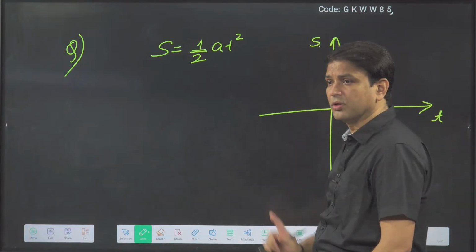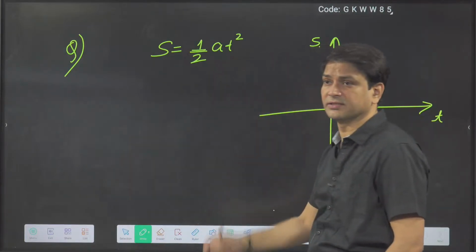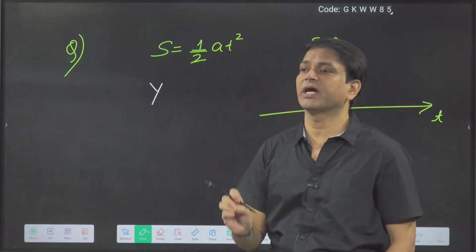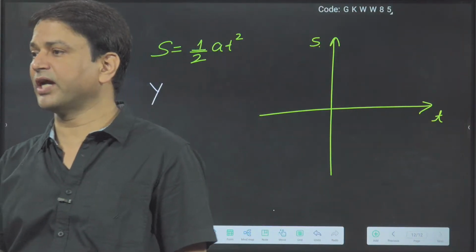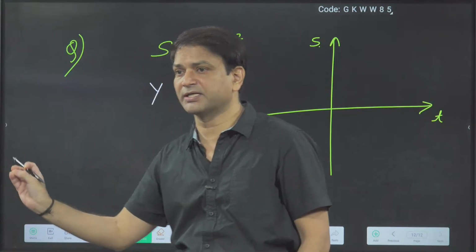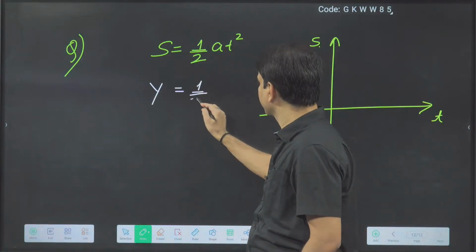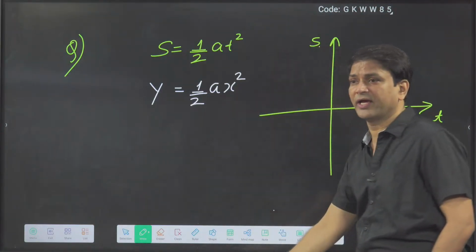Okay. So S I have plotted on the Y axis, T I have plotted on the X axis. Then S, the quantity we are plotting on the Y axis, we will replace by Y. The quantity we are plotting on the X axis, we will replace by X. So Y is equal to half A, and T I will replace by X. So Y is equal to half A X square.